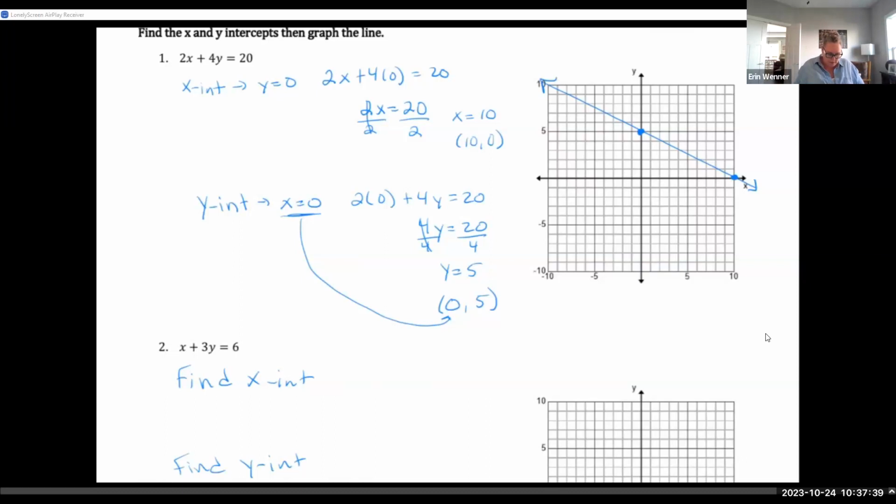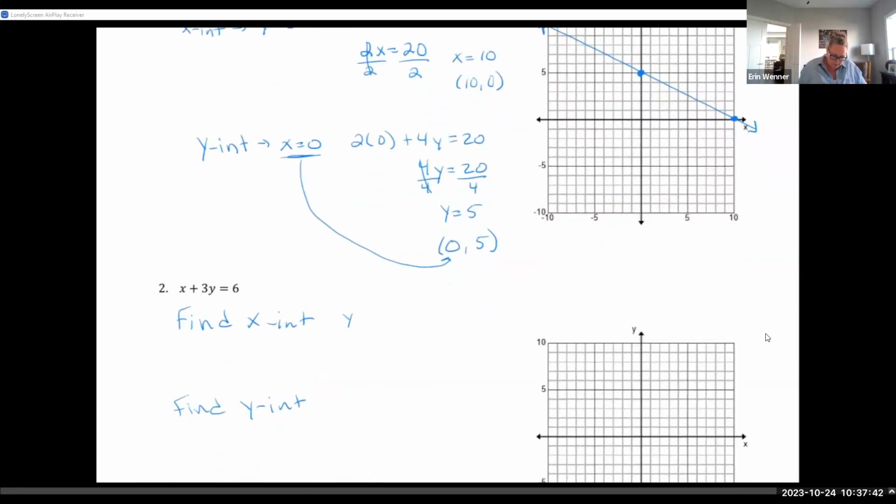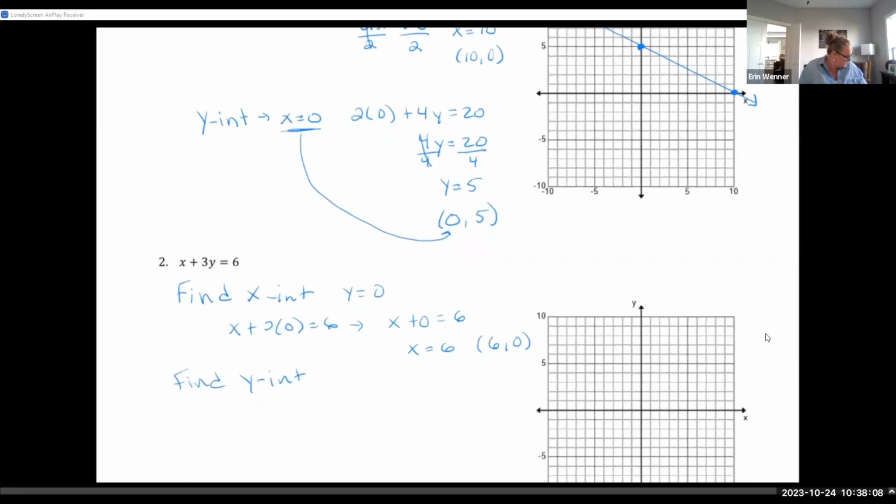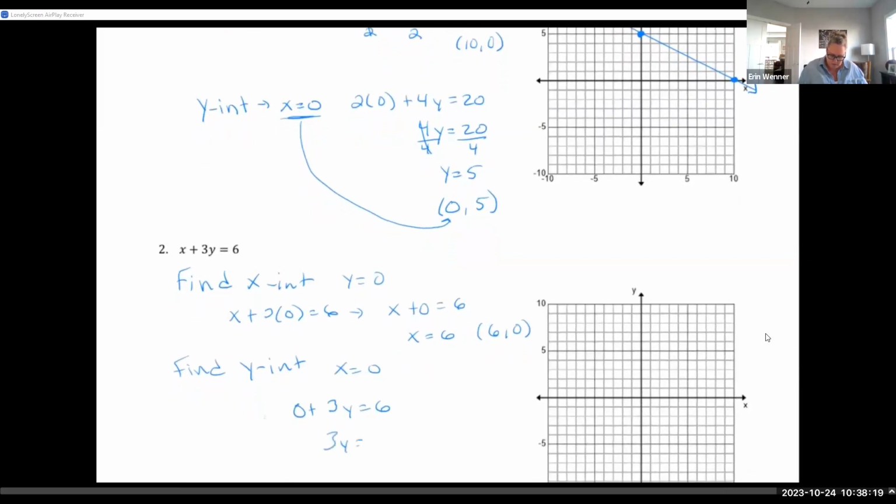Okay, so the x-intercept, that's where y equals 0. So we're going to have x plus 3 times 0 equals 6, which means we have x plus 0 equals 6, meaning x equals 6. So that's the ordered pair 6, 0. For the y-intercept, that's where x equals 0. So we're going to have 0 plus 3y equals 6. Again, the 0 part just drops off. Dividing both sides by 3, we get y equals 2. So that's the ordered pair 0, 2.